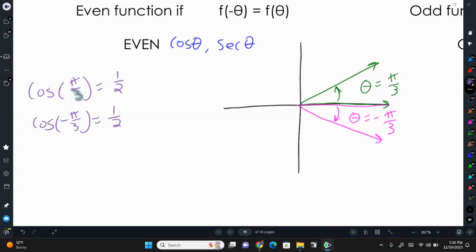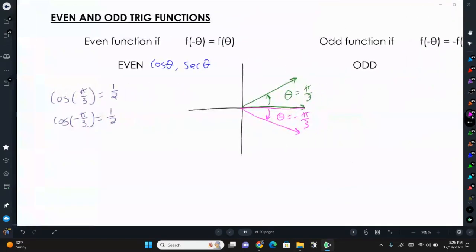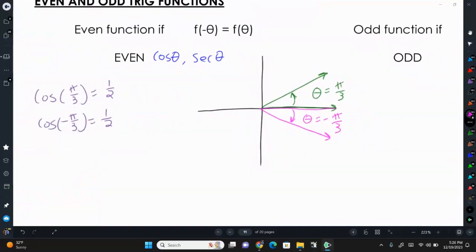Now, sine is not even, because the sine of pi over 3 is the square root of 3 over 2, and the sine of negative pi over 3 is negative square root of 3 over 2, because in quadrant number 4, our y values are negative. So sine is not an even function, which makes tangent not an even function, because tangent is sine over cosine. Since sine isn't even, tangent can't be even.